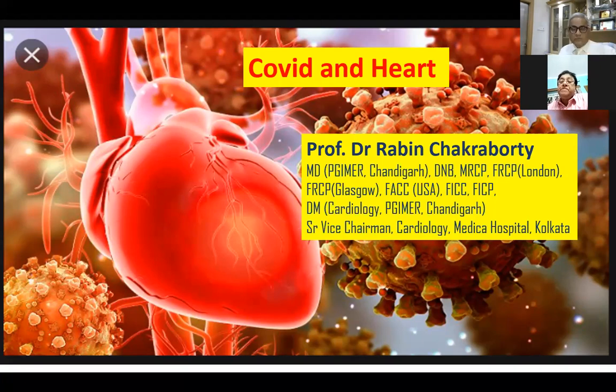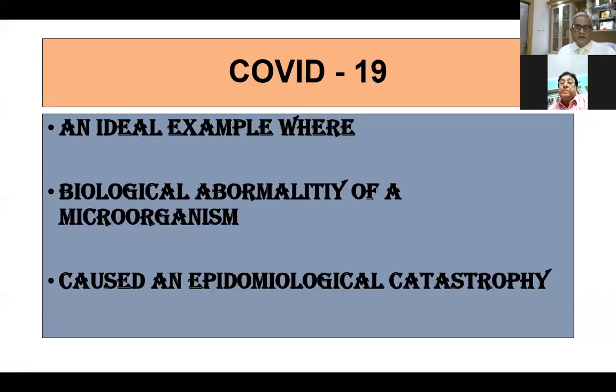So coming back to COVID and heart and perhaps heart injury, I think COVID-19 is an ideal example where a biological abnormality of a microorganism caused an epidemiological catastrophe. Seldom do we come across such a problem. We do come across biological abnormalities in a number of microorganisms every now and then, but seldom do they cause not only an epidemic but a pandemic catastrophe.